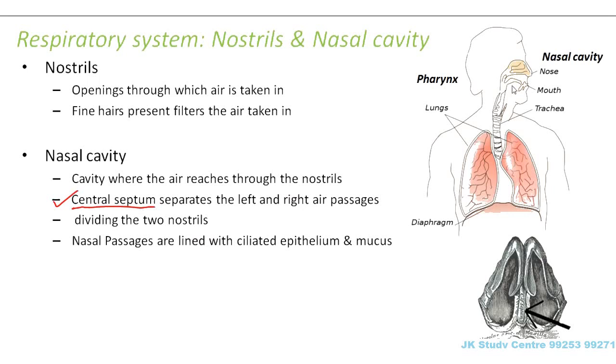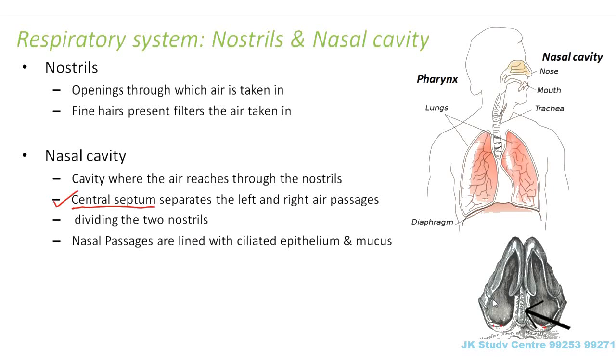Now if you look at the nose from the front view, what do you see? These are the two nostrils, right? If you see your own nose, at the center, what divides the two holes? The two parts are divided by a wall-like structure. This wall is known as the central septum, or sometimes the nasal septum. This septum separates the left and the right air passages, dividing the two nostrils. If this wall is not there, then there will be just one big hole, right? So this nasal septum separates the left and right air passages.